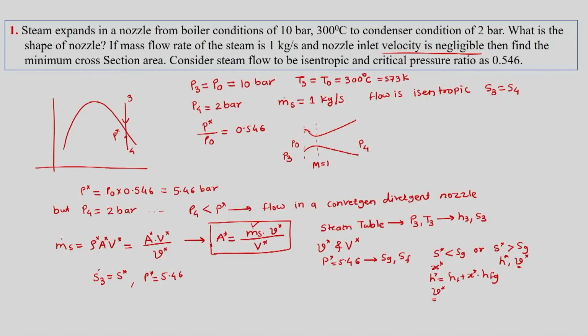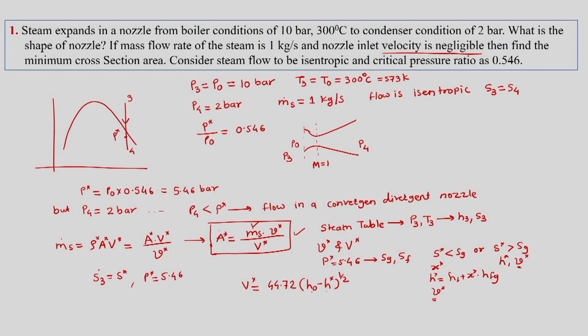Now our target is to find out velocity. V star we can find out using the formula 44.72 into square root of H naught minus H star. So we now know H star by any means, that we will put over here. We know H naught, basically H naught is equal to H3, that is also known to us, and then we can know V star. So knowing the V star and the specific volume, we can put everything in this formula and find out what is the minimum cross section.